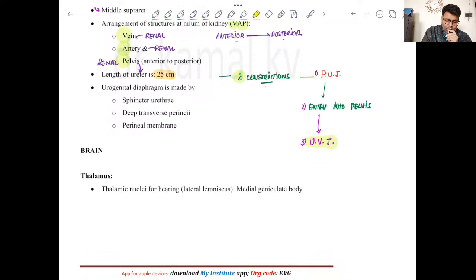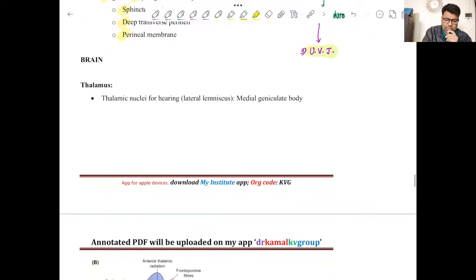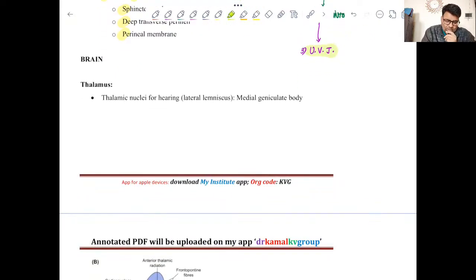Then there is one urogenital diaphragm, which is formed by sphincter urethrae, deep transverse perineae and perineal membrane. Moving forward to thalamus, which is an important relay station for sensory pathways.